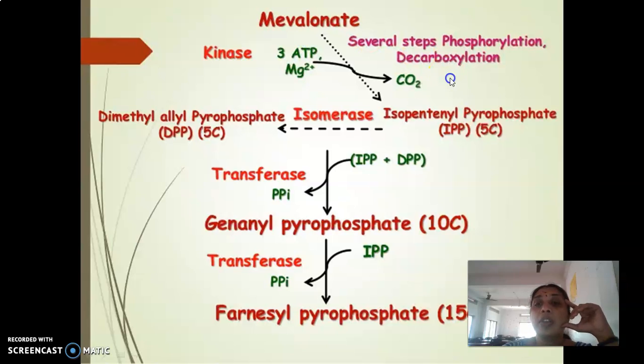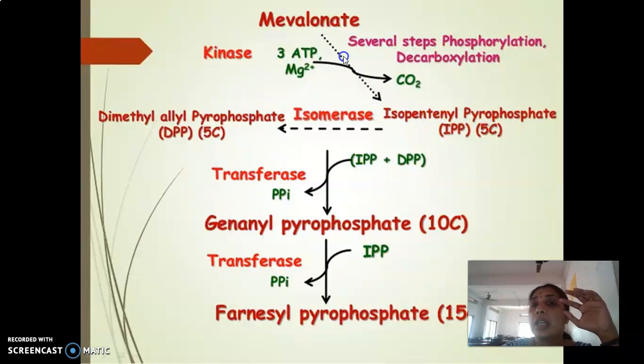So three molecules of phosphate are getting attached. Three ATPs will be coming, and what is happening? Decarboxylation takes place. So mevalonate undergoes decarboxylation. Mevalonate has 6 carbon atoms. When decarboxylation occurs, the 6 carbon compound is converted into a 5 carbon compound, which is phosphorylated, and is known as isopentenyl pyrophosphate, right?